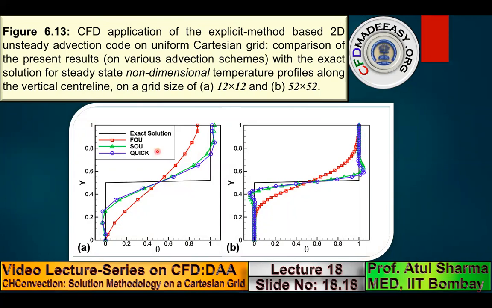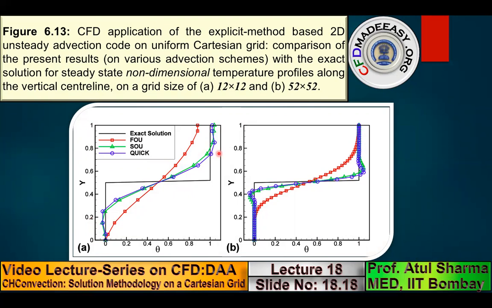However, with QUICK and the second order upwind scheme, you see that there are certain solutions which are less than 0, and there are certain other solutions which are greater than 1. So we have a boundary condition of theta equals 0 and 1. And here in the second order upwind and QUICK, we are getting values less than 0 and greater than 1. These are called unbounded solutions.